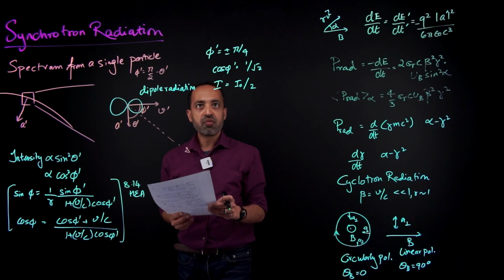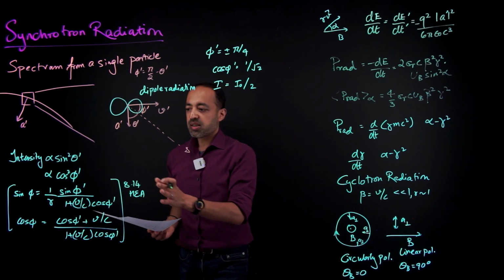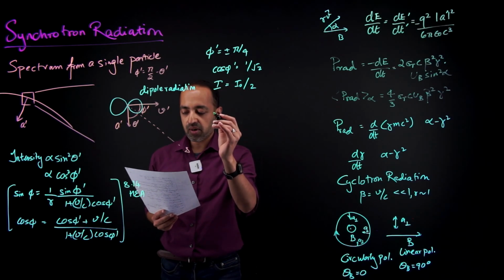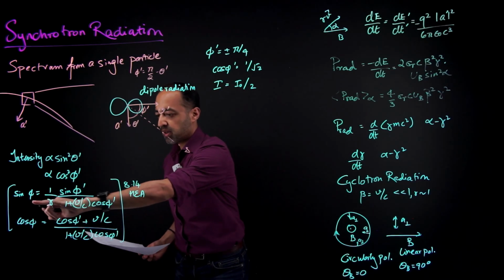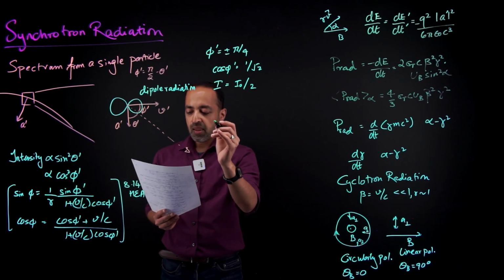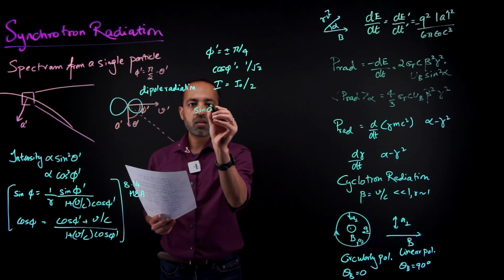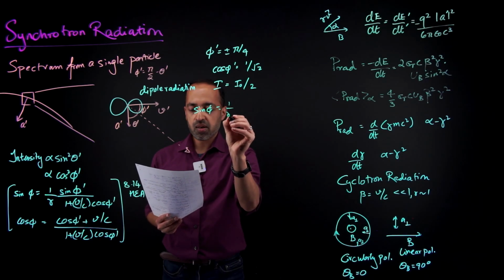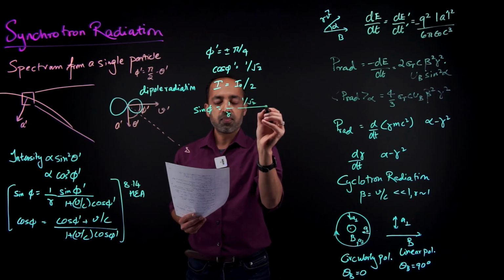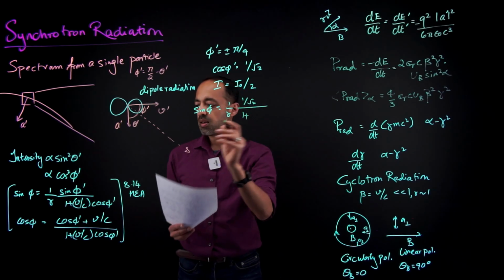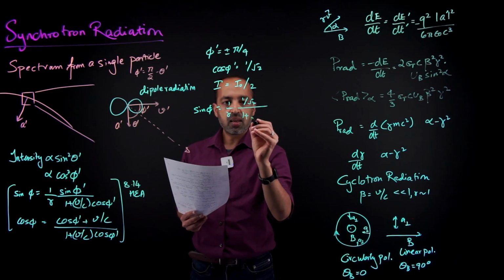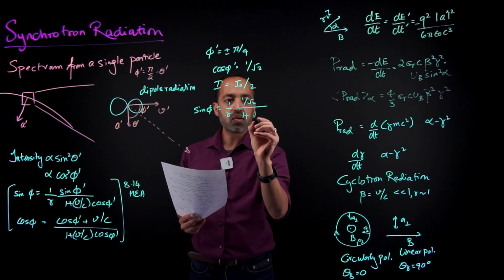So for that value of phi prime, what is the value of phi? What is the corresponding angle in the observer frame? For us, you just use this formula to convert sin phi prime into sin phi. So sin phi is 1 over gamma, and then we put in sin phi prime, which is 1 over root 2, divided by 1 plus v over c times cos phi prime, which is 1 over root 2.